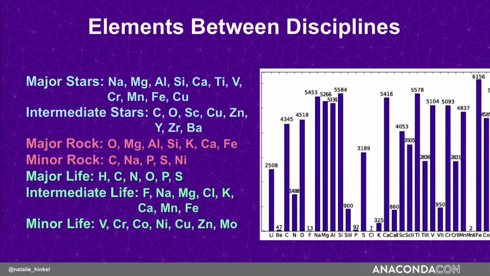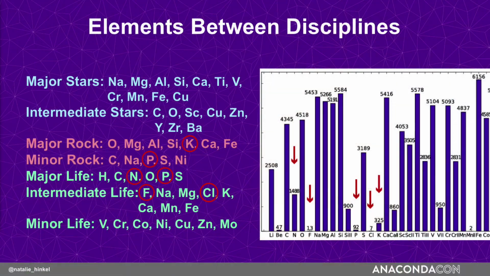So that's what's listed as the major and minor rocks. Then when I started talking to astrobiologists and oceanographers, well, what are the elements that are important to you? They started giving me totally different elements. So this is what you're seeing for major, intermediate, and minor life. Well, the more I looked at it, the more I realized, well, crap, guys, we kind of have a problem. Because some of the elements that are important for forming planets, that are important for life, are not really well measured in stars.